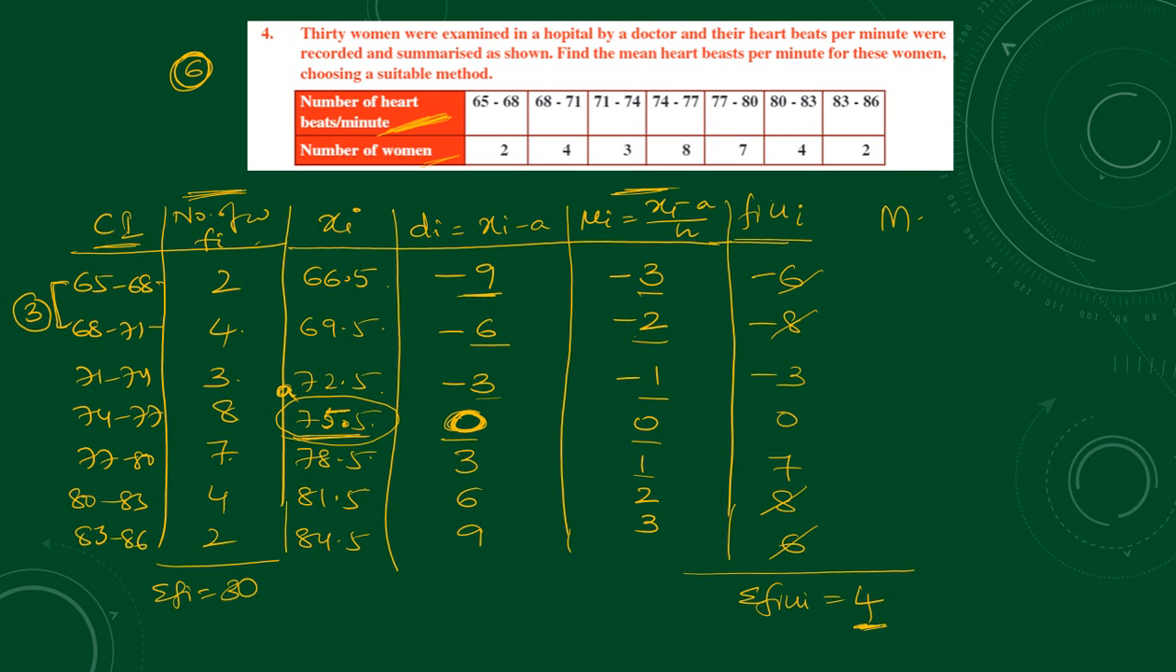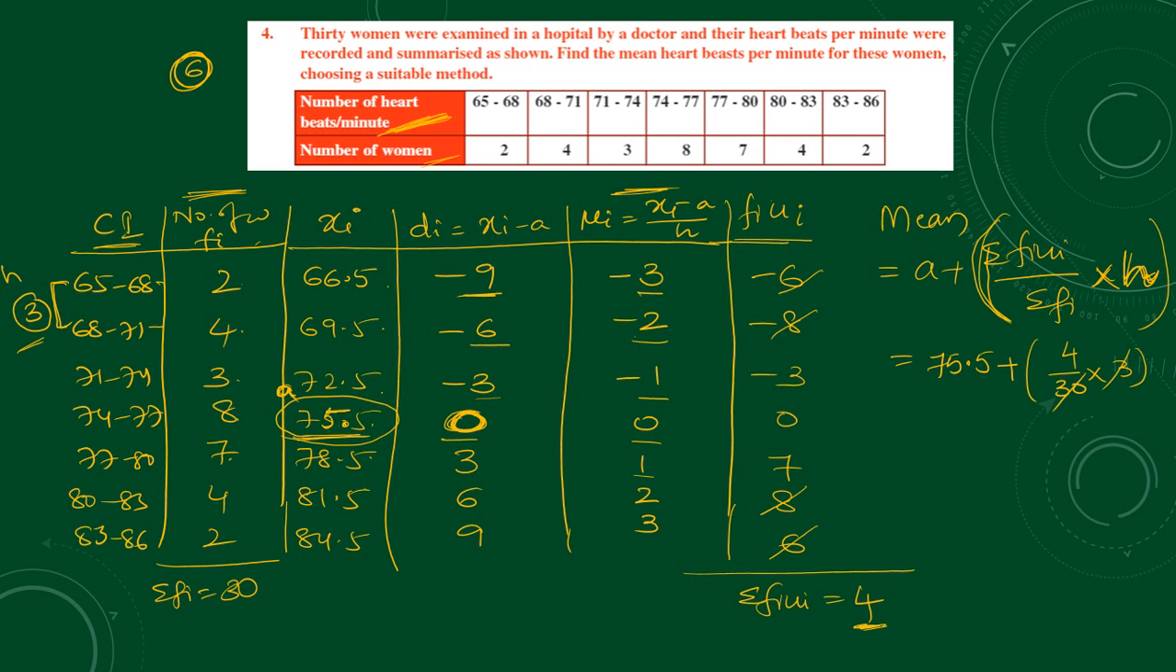So finally, finding out the mean. What is the formula of the mean? Mean is equal to A plus sigma fi ui by sigma fi into h. Always remember, in the shortcut method one extra thing is there, that is into h, right? The assumed mean we have taken here is 75.5, plus sigma fi ui is 4 by 30 into the height, which is 3.